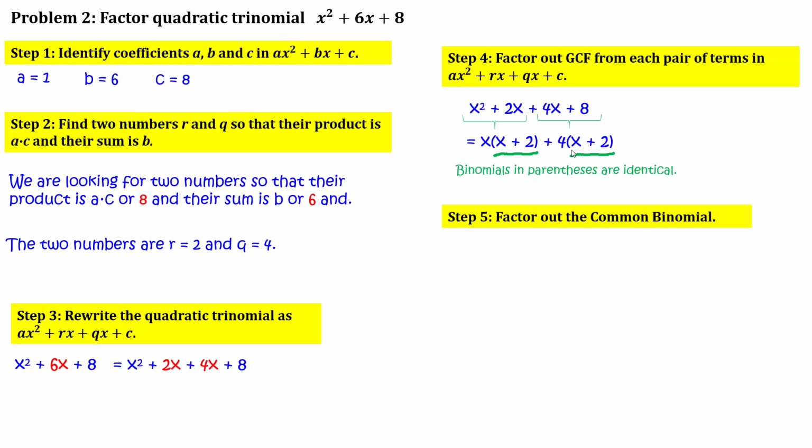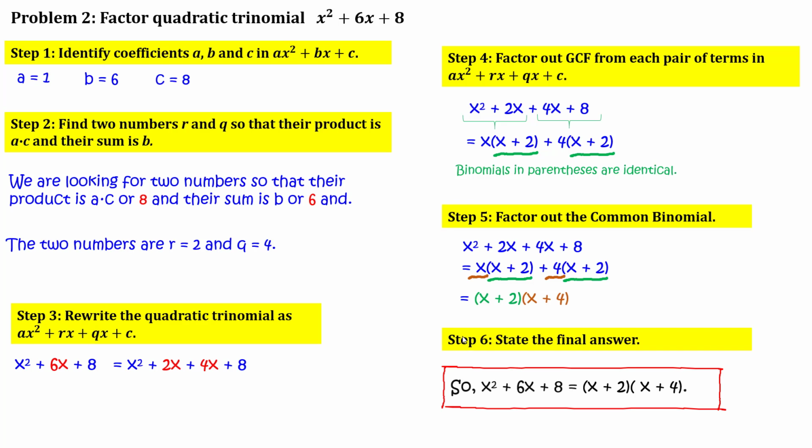Okay. The next step is I'm going to start with the previous two steps, and then I'm going to factor out this x plus 2. So x plus 2 in parentheses gets written first times whatever is left behind. I have an x here and a plus 4 here, so I get x plus 4, and you've got to put it in the second set of parentheses. Okay, and then I'm going to state my final answer. X squared plus 6x plus 8 equals the quantity x plus 2 times the quantity x plus 4.